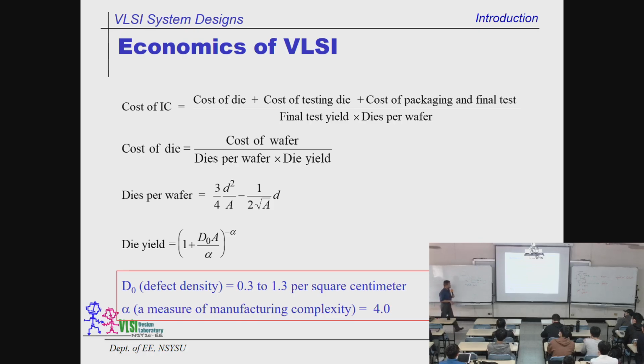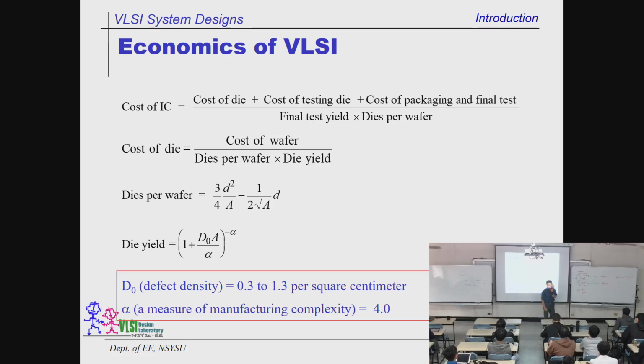Never mind. The cost of IC: the numerator is the cost of the die, the wafer, and the testing money, then the cost of packaging and the final test. So you have to pay the money for the die, testing, packaging, and testing again, divided by the number of dies given by a single wafer, and what is the percentage of the good dies?